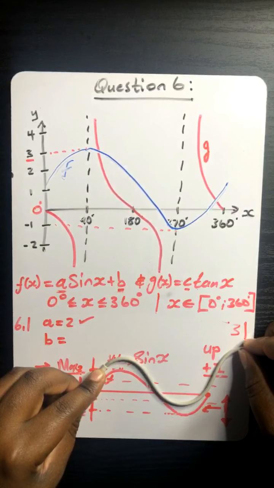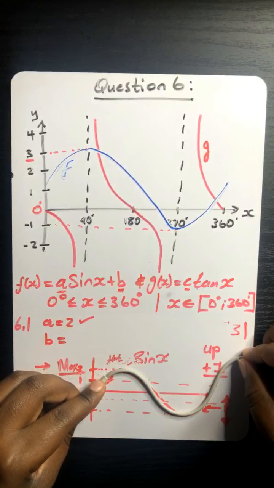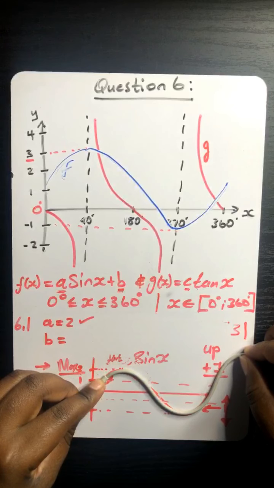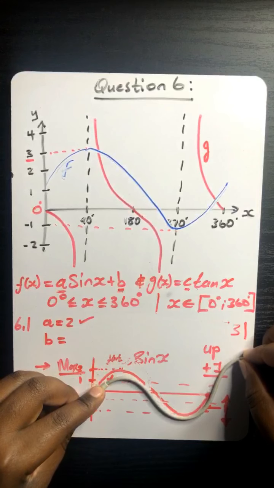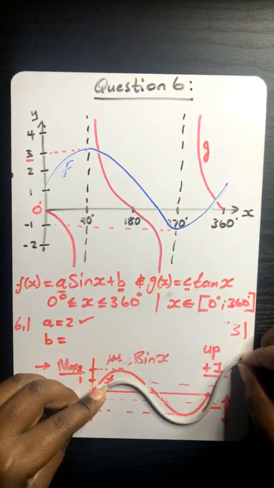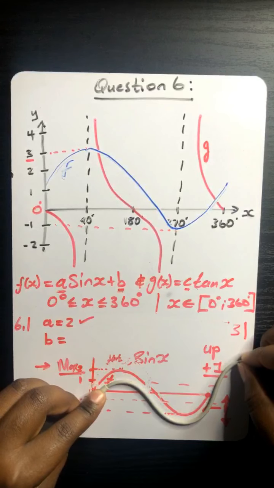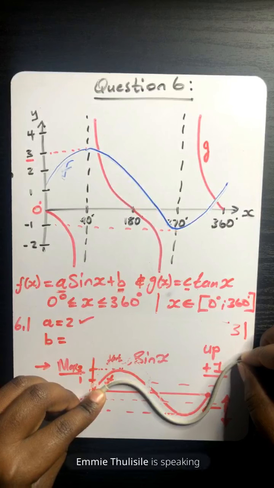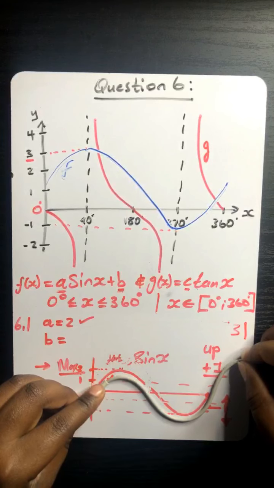Okay, so now let me take it to its original position. If I shift it by 1 unit down, it is going to do that. What will be the new maximum value? 1. Minimum value? -2. Yes.